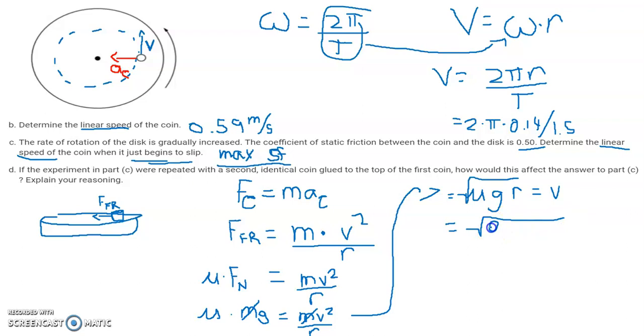So what is that? Mu was 0.5. Gravity is 10 or 9.8, you can use the other one. And the radius was 0.14. So velocity equals this, and this equals 0.84. So if we go any faster than this, the coin will start to slip off, because at that point we have overcome the maximum static friction.